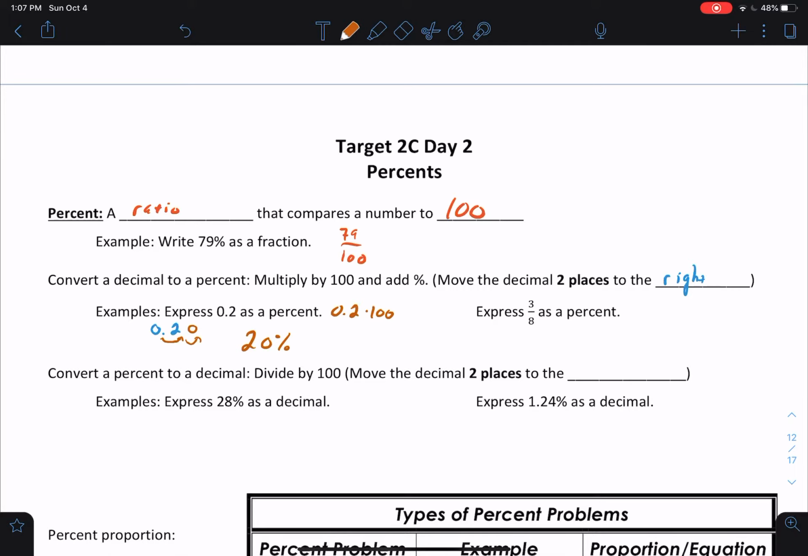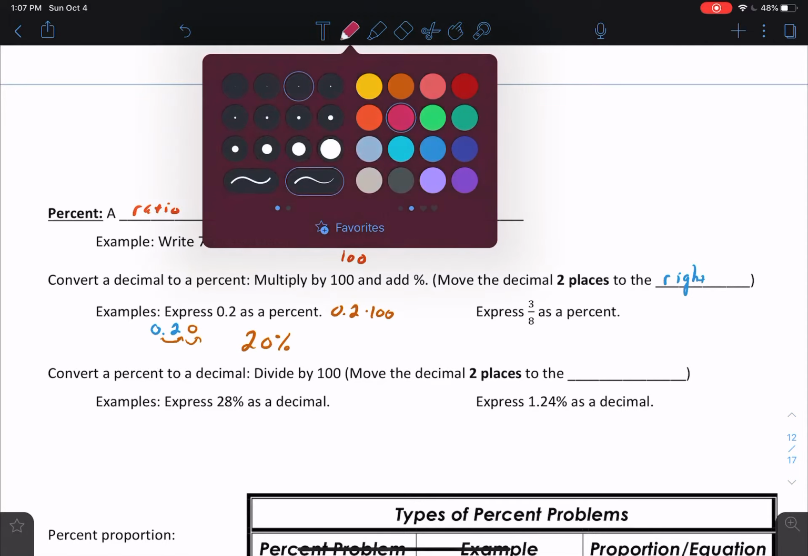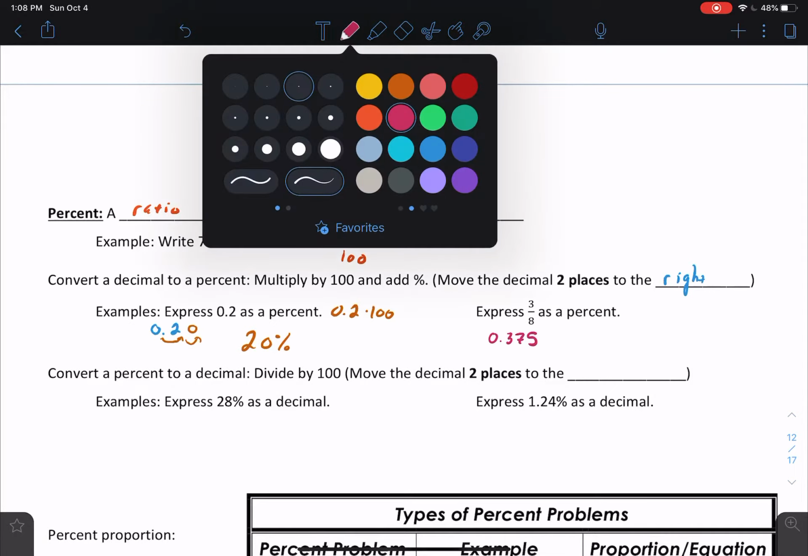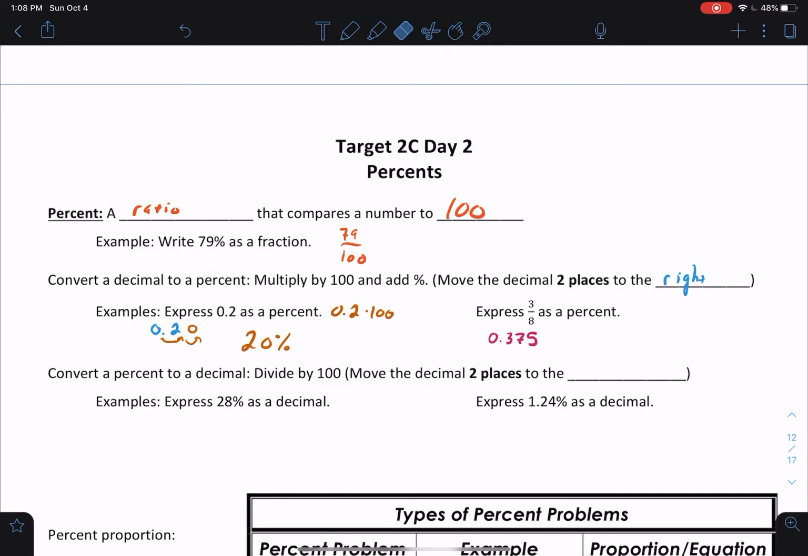What about 3/8? If I wanted to write 3/8 as a percent, well, first I'm going to use my calculator and convert that fraction into a decimal. Now that it's a decimal, I can move my decimal 2 places to the right. So this would be 37.5%.